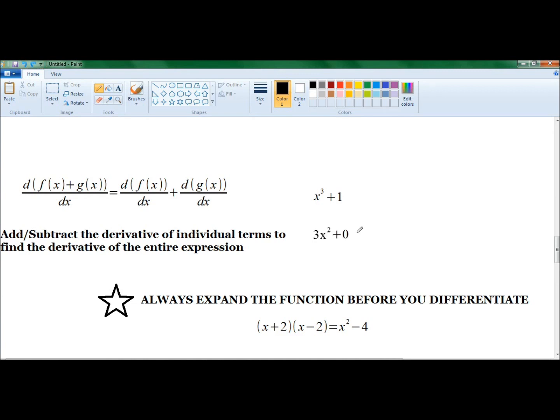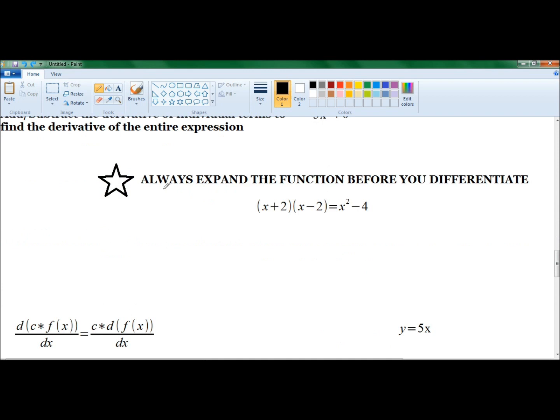Also, I want to make a clarification. I know I just had the addition sign here, but this also works with subtraction. So if I wanted to find the derivative of f of x minus g of x, well, that's the same thing as the derivative of f of x minus the derivative of g of x. So you could also imagine it as adding the negative of g of x, if that maybe clarifies things.